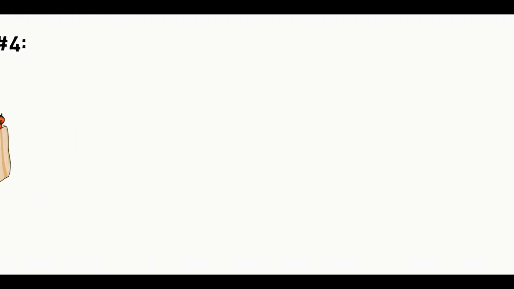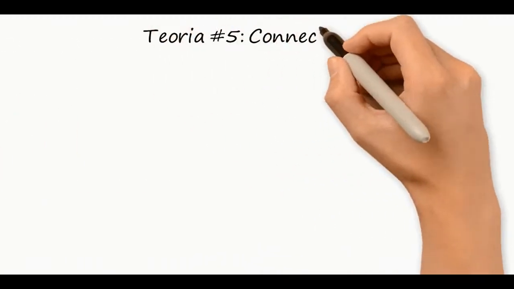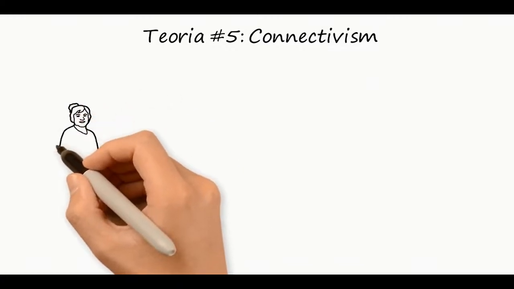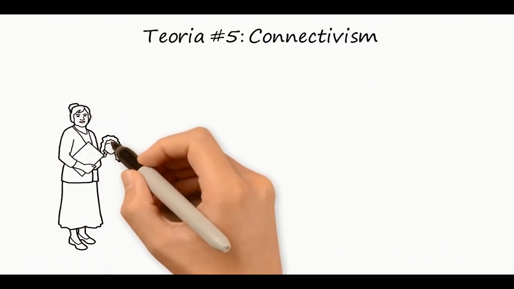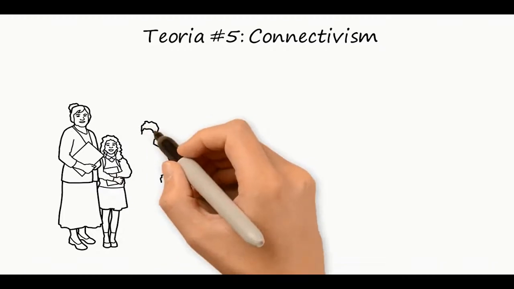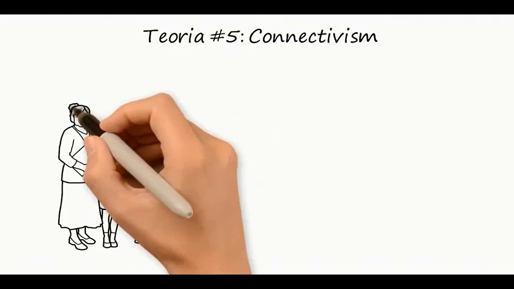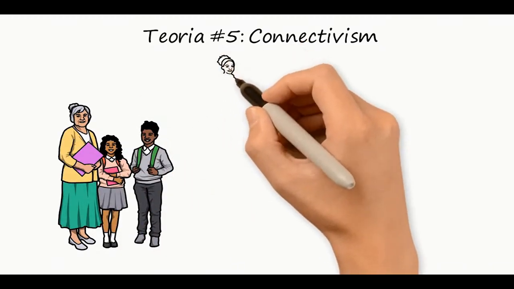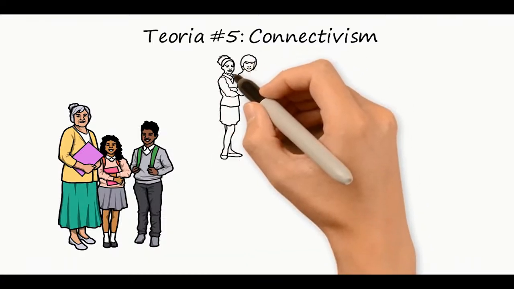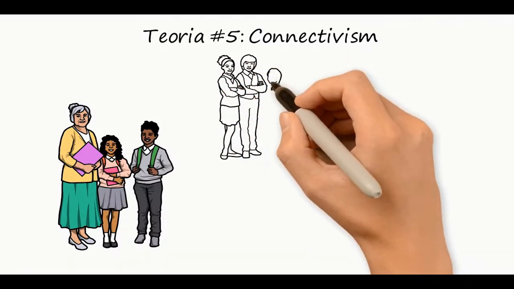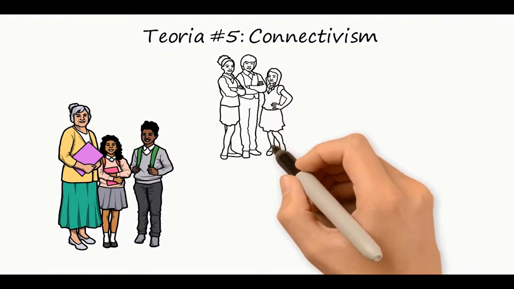Theory number 5, Connectivism. Connectivism is one of the newest educational learning theories. It focuses on the idea that people learn and grow when they form connections. This can be connections with each other, or connections with their roles and obligations in their life. Hobbies, goals, and people can all be connections that influence learning.